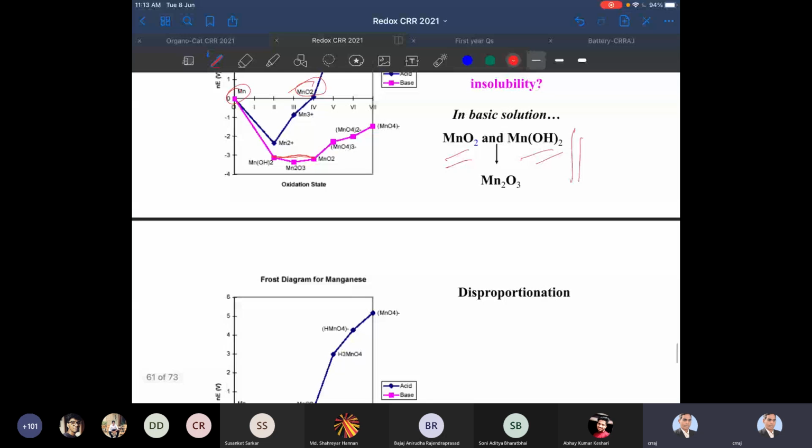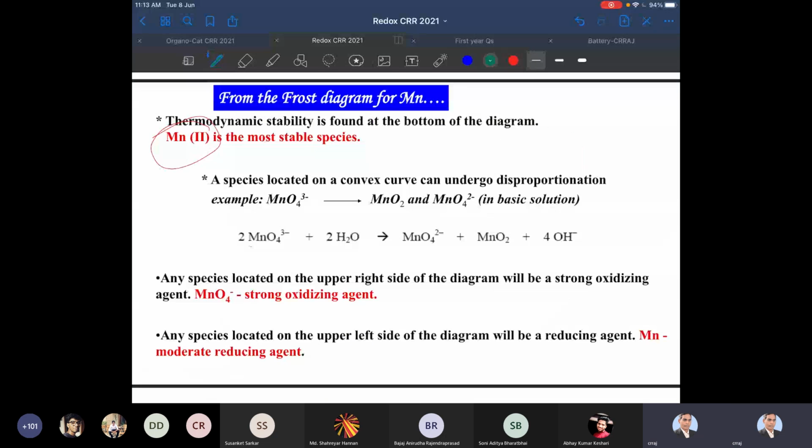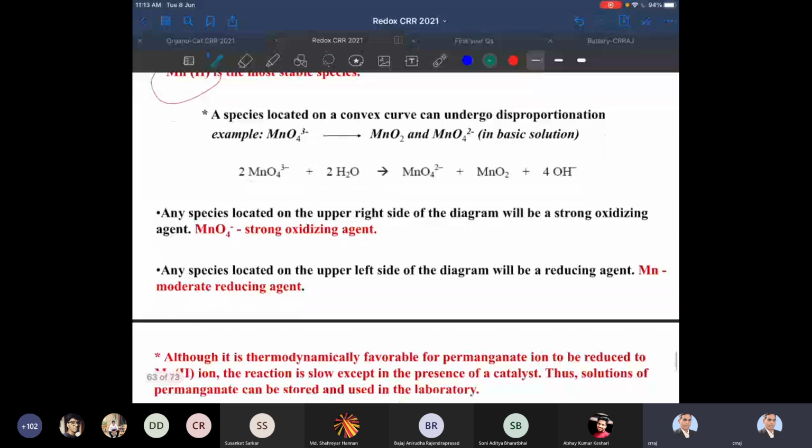Overall, in manganese, from the Frost diagram, thermodynamic stability is found at the bottom of the diagram. Mn2 plus is the most stable species. The species located at a convex curve can undergo disproportionation reaction. Any species located at the upper right side of the diagram will be a strong oxidizing agent, MnO4 minus, and dichromate in the case of chromium.